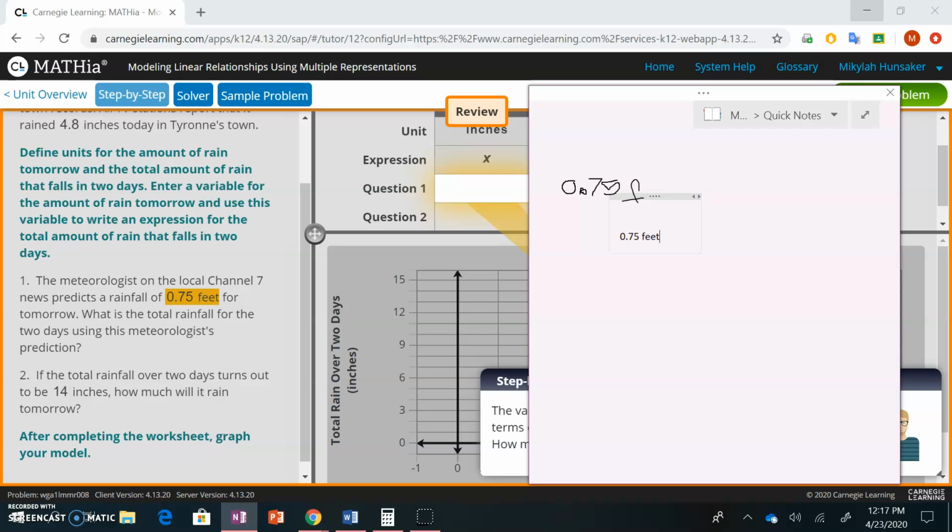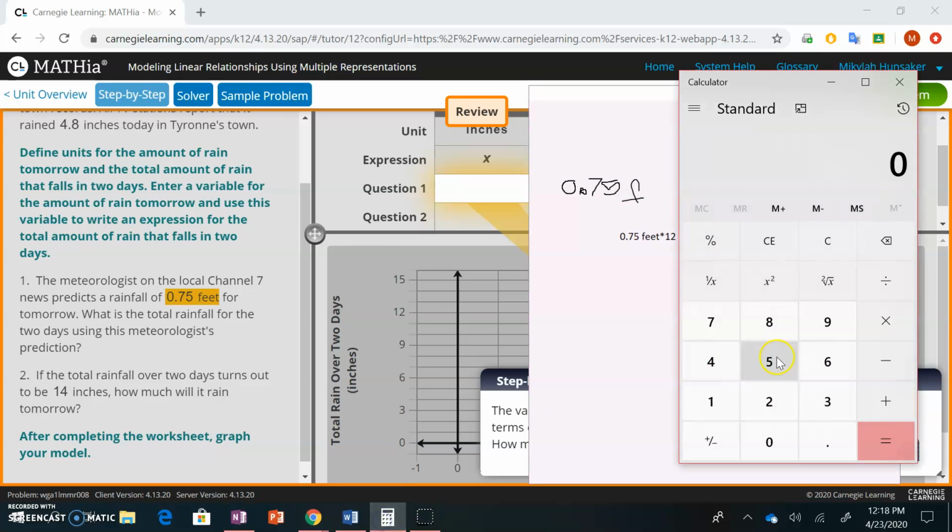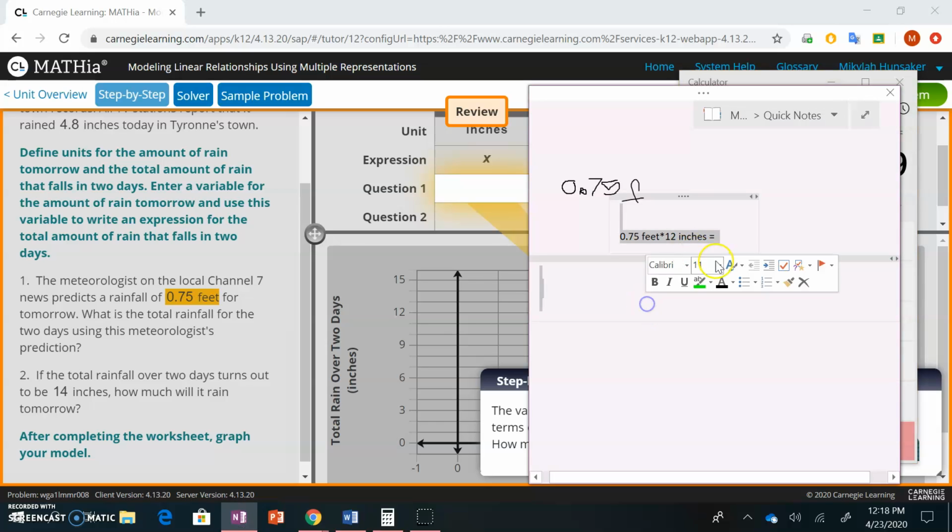So we're going to multiply times those 12 inches per foot. If we do that one, 0.75 times 12, take out my calculator, 0.75 times 12. Sorry, y'all. My computer's being slow here. We end up getting 9. So that tells me that there are 9 inches in 0.75 feet.